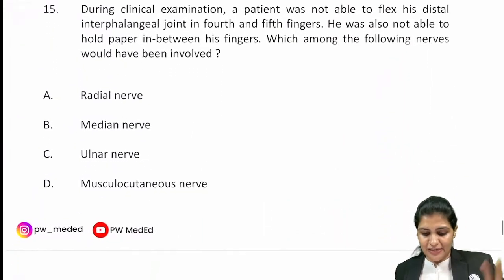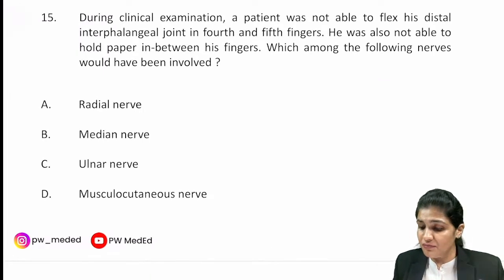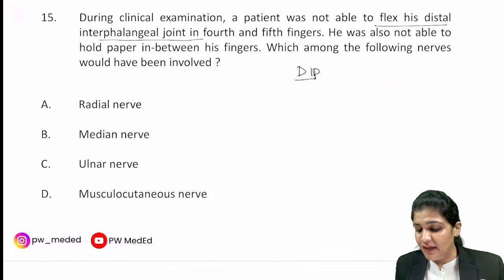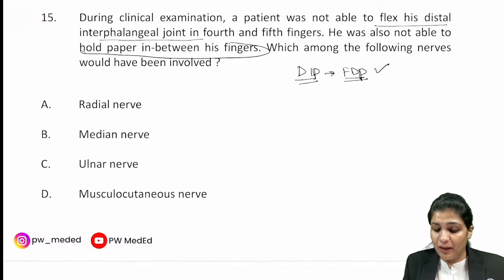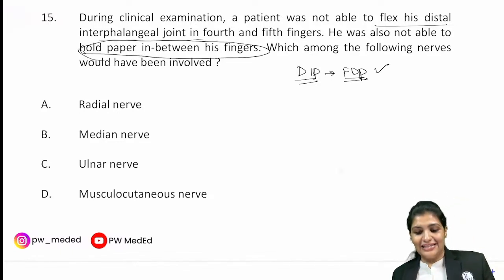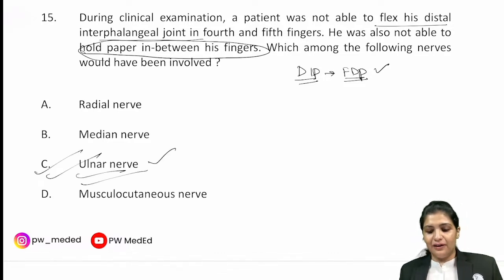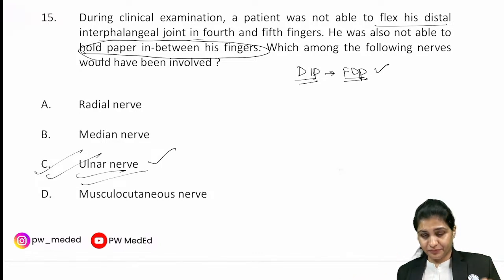Right. So this is again a cakewalk question for you. During clinical examination, the patient was unable to flex his distal interphalangeal joints in the 4th and 5th fingers. So that is DIP, and DIP is flexed by FDP. So flexor digitorum profundus is the problem. And here he is talking about the paper or the card test, who is unable to hold. So the answer is straight away the ulnar nerve. We have already discussed so much about the ulnar nerve. So the answer is the ulnar nerve.